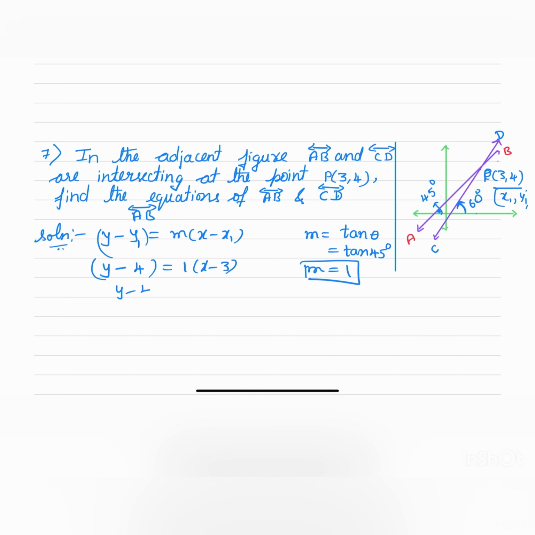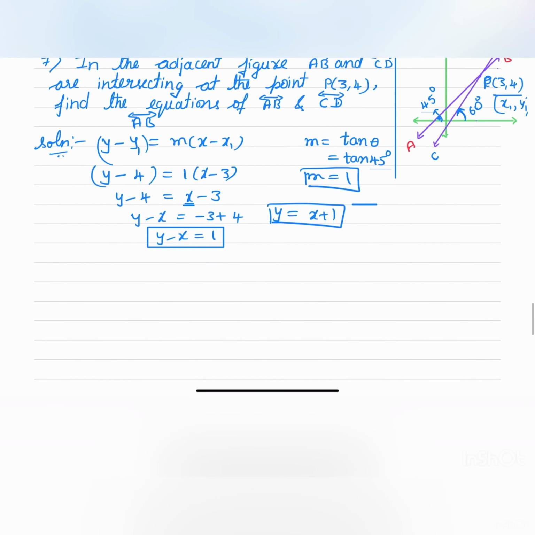It is y minus 4 is equal to x minus 3, or y minus x is equal to minus 3 plus 4. Y minus x is equal to 1. This is the required equation. Or we can keep y here itself and write y is equal to x plus 1. We get this equation also.